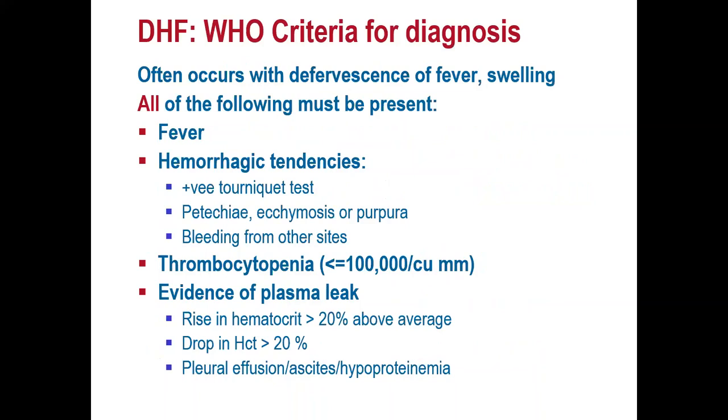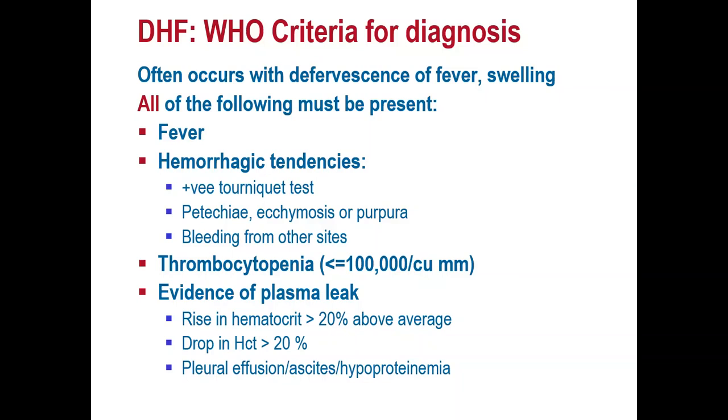Criteria for the diagnosis of dengue hemorrhagic fever: all of the following must be present in the patient's presentation: the fever, hemorrhagic tendencies, petechiae, ecchymosis or purpura, bleeding from other sites, a positive tourniquet test, thrombocytopenia if the platelet count is less than 100,000, and evidence of plasma leak.